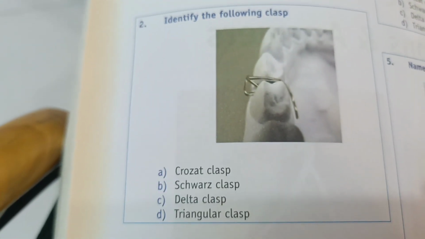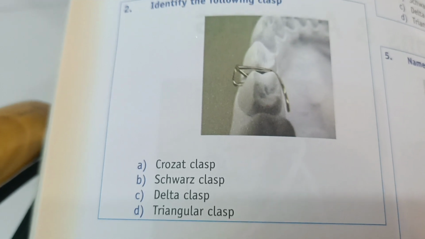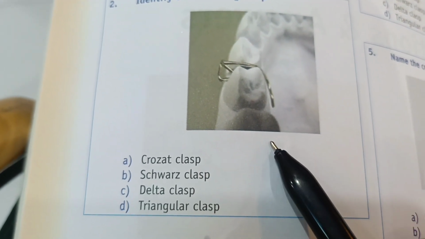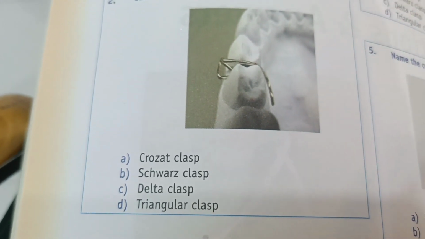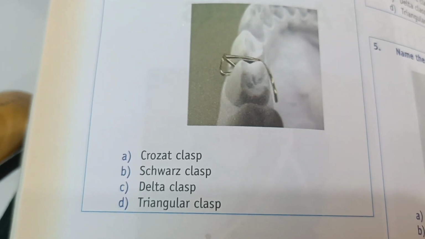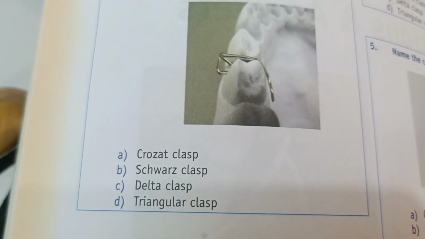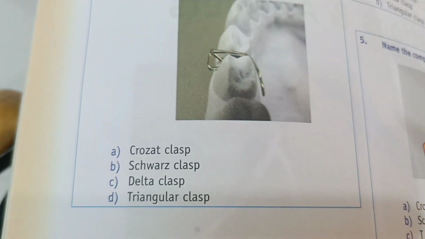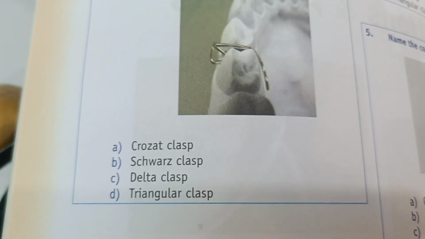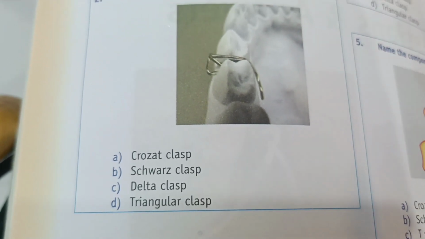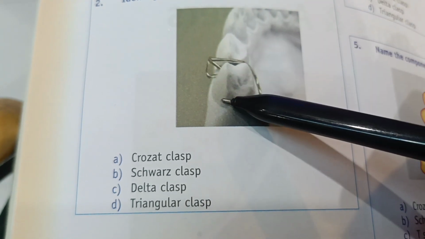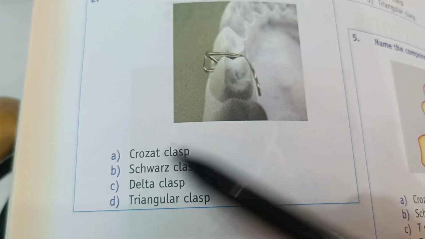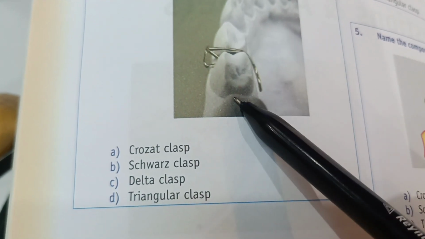Now come to the next question. Identify the following clasp again. Look carefully at the image so you can solve it as best you can. Your options are Crozat clasp, Schwartz clasp, delta clasp and triangular clasp. As we already solved the Schwartz clasp in the previous picture, you can remember that diagram, so obviously this is not the answer. Option D is the right answer. It is basically a triangular clasp.